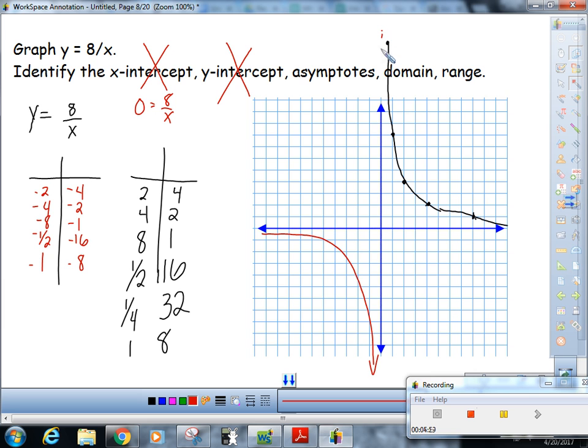Our asymptotes, then, are these dotted lines, because these are the lines that our graph will approach but never hit. Okay? So you don't exactly have to dot those. I just wanted you to see them. So our asymptote is this line right here, which is the y-axis, and that's the line x equals 0.